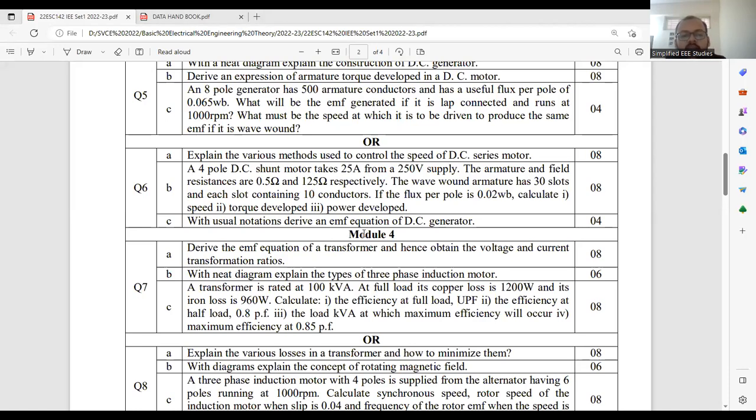Another question is to derive the EMF equation of a DC generator. The formula is available directly. If you apply Faraday's law, even Faraday's law formula is also available there. So if you know both, easily you will be getting 4 marks.